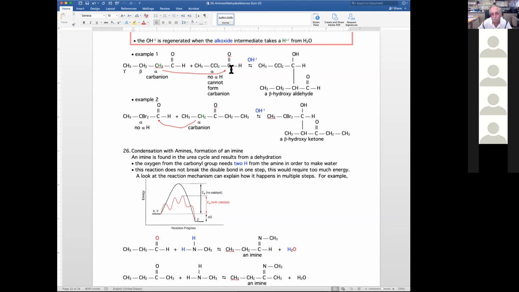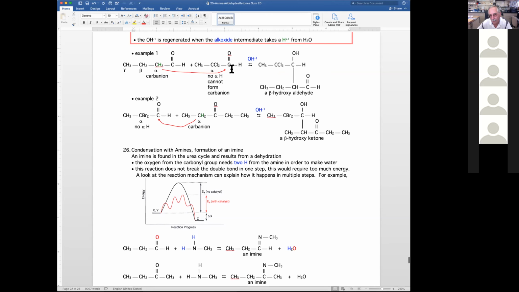Does that make sense? So all you have to do is form that new bond. Notice that nothing happens with this, nothing happens with this. The carbonyl group that gets attacked turns into an alcohol, because that's what regenerates this hydroxide. So look at the next one.